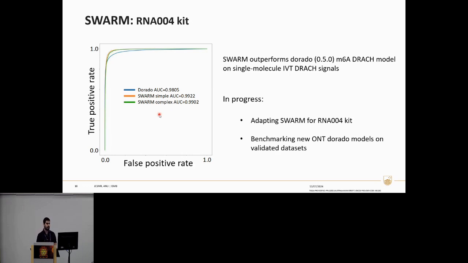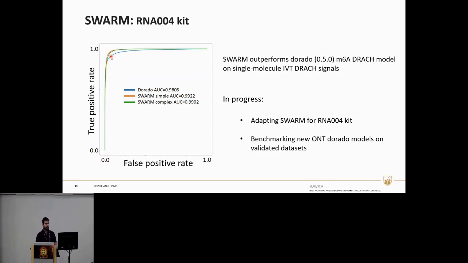And if you look at this ROC curve, which is looking at the true positive rate over the false positive rate, the two Swarm models with different complexity of training data have achieved a better area under the curve of above 0.99 compared to Dorado's 0.98. But we note that Dorado still seems quite solid on this benchmark.